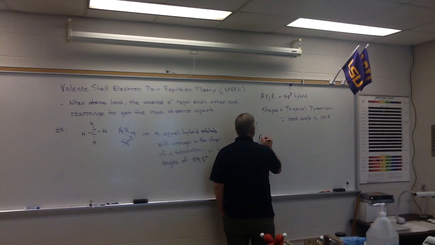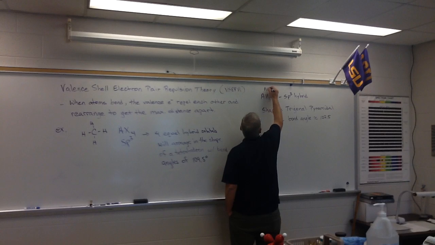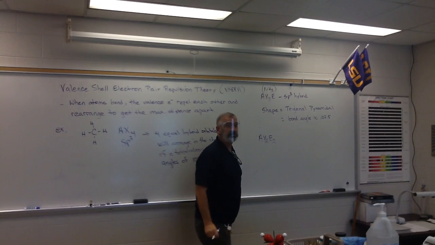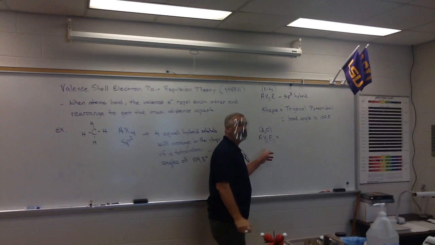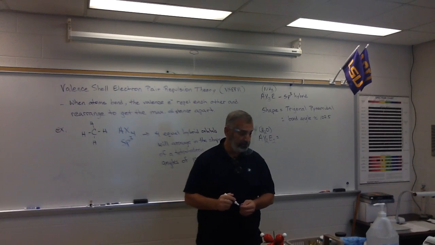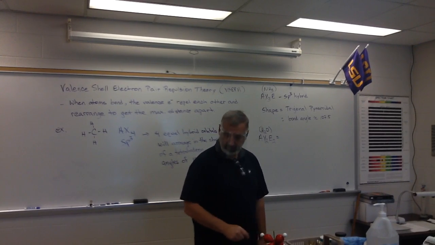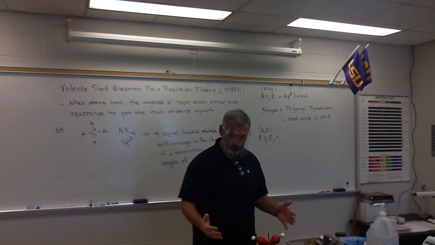What if I'm AX2E2? And by the way, an example of this would be ammonia, NH3, and you have that in your notes. And then this one would be water. Again, how many pair of electrons are around the central atom? How many electron pair domains are there? 4 still. So now we have 2 lone pair.